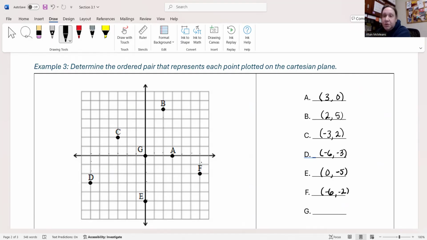And then finally, G, we can see G is at the origin. Don't forget, the origin is always represented by the ordered pair (0, 0).